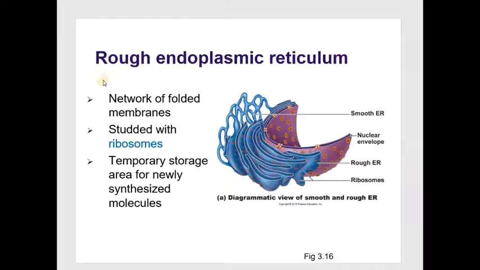So the rough ER is a network of folded membranes and its main job is protein synthesis. It's going to take all of that information from the nucleus, and it's going to report it to the ribosomes, and those ribosomes are going to take that information and create the proteins. It's kind of just a temporary holding facility for all of these molecules, protects them while they're being formed.